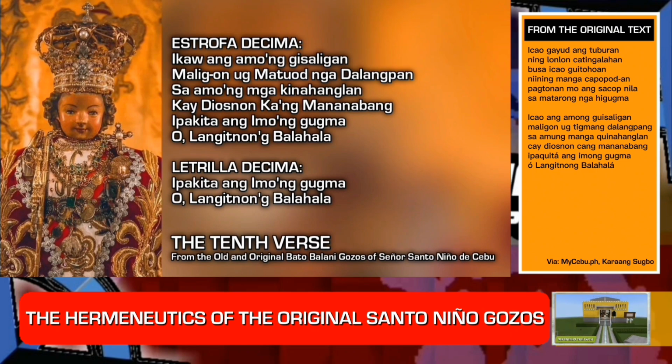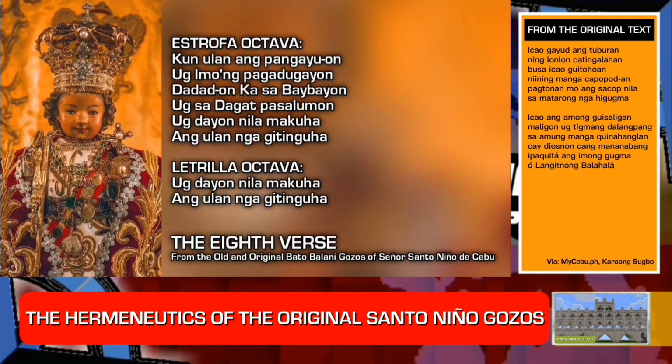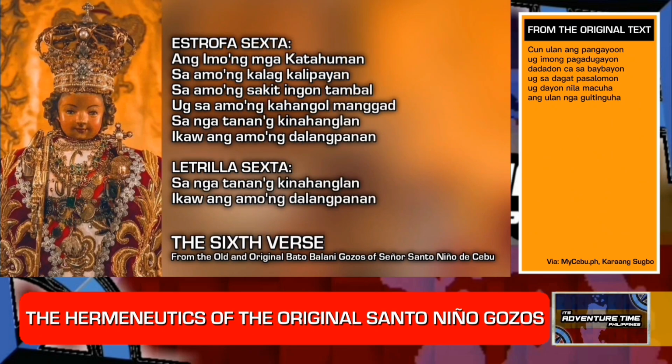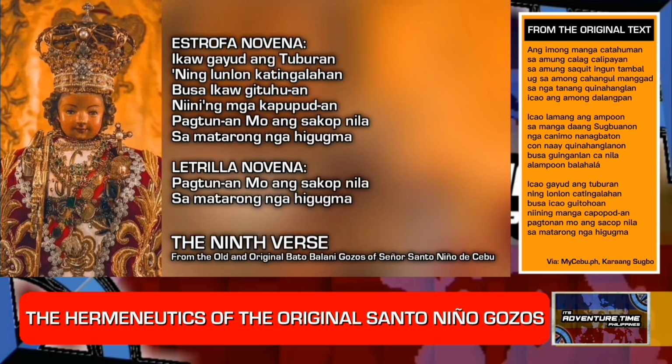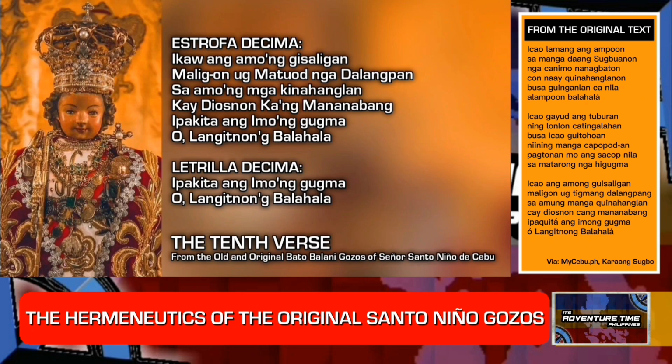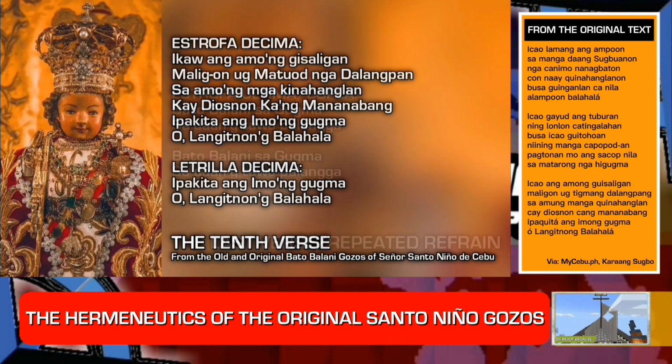The estrofa octava or the 8th verse tells about the Cebuanos' old practice of bringing the Santo Niño image to the sea and submerging it in water to ask for rain, while the estrofas sexta, septima, novena y decima, or the 6th, 7th, 9th, and the 10th verses are depicting about the Santo Niño, or the Holy Child's role as an integral part of the lives of the Cebuanos.